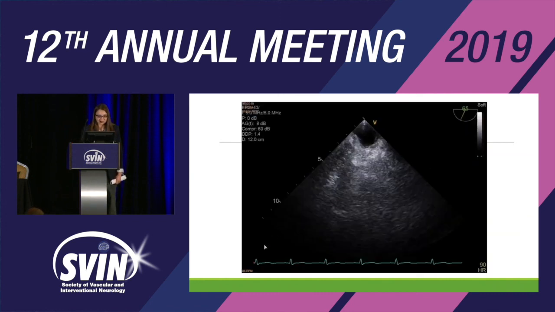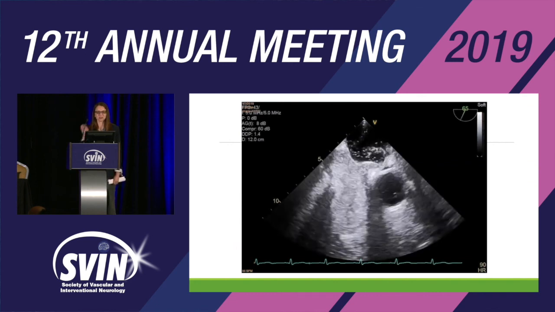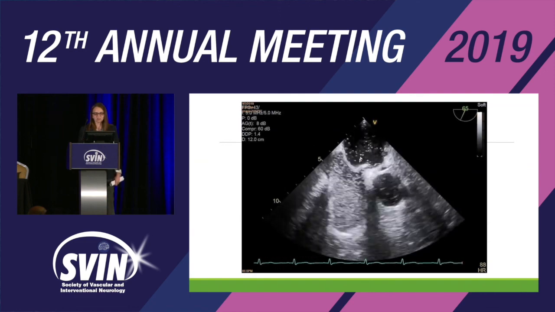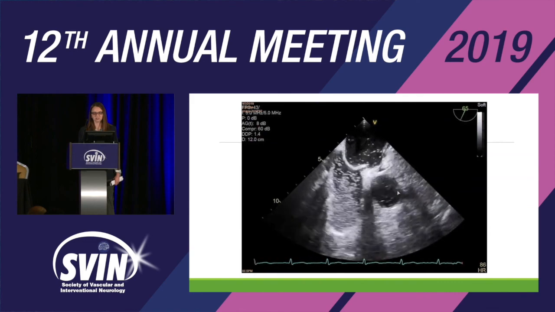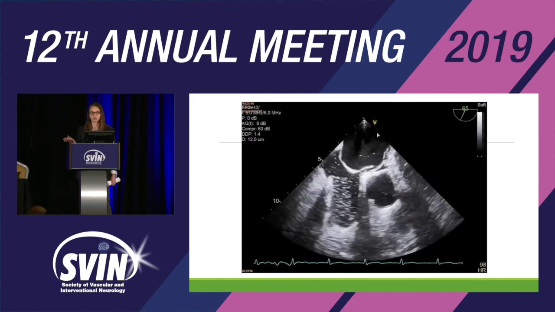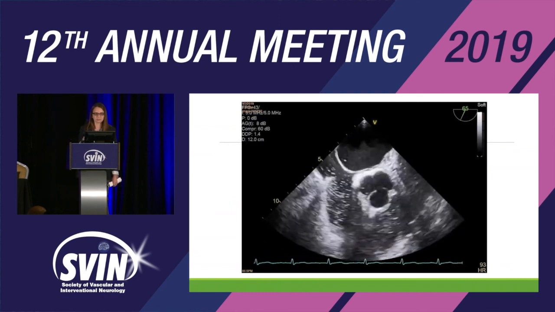Let's see, hopefully it'll work. Oh, it's not a real mouse, it's a pretend mouse. I guess, can we play it? Here we go. So this is the right atrium, that's the left atrium, and then this is the aortic valve. So look at all these bubbles just crossing over. So we've got a big PFO with a big right to left shunt here.